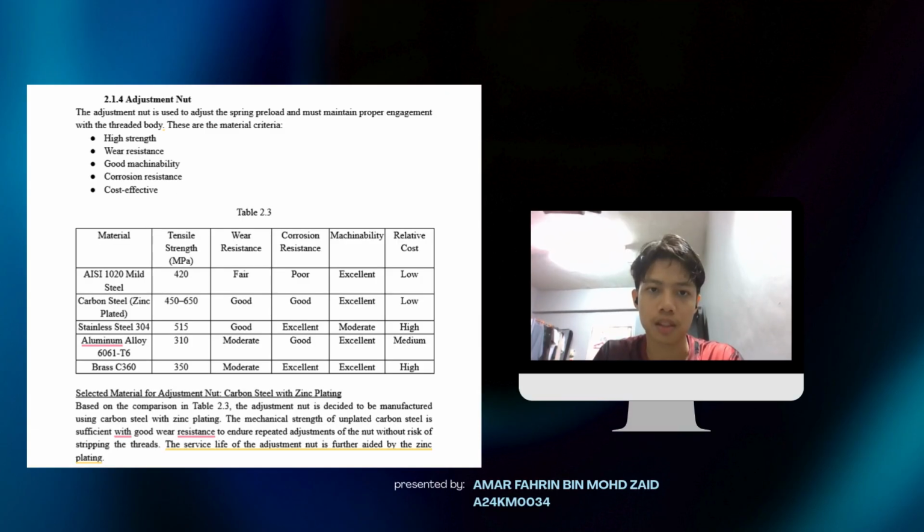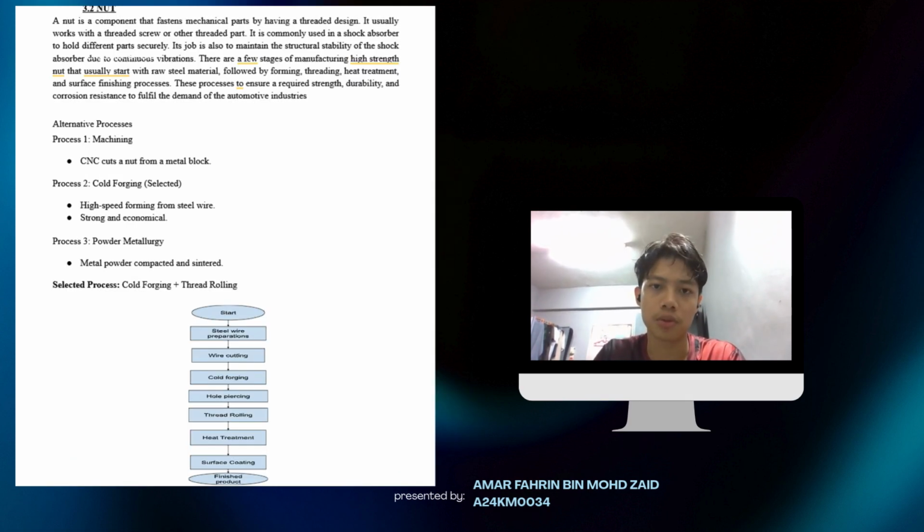So for the nut, for material selection, we compared 5 materials and we selected carbon steel with zinc plating. It has enough strength and wear resistance for repeated adjustment, and the zinc coating adds corrosion protection at low cost. For the process, manufacturing uses cold forging plus thread rolling.